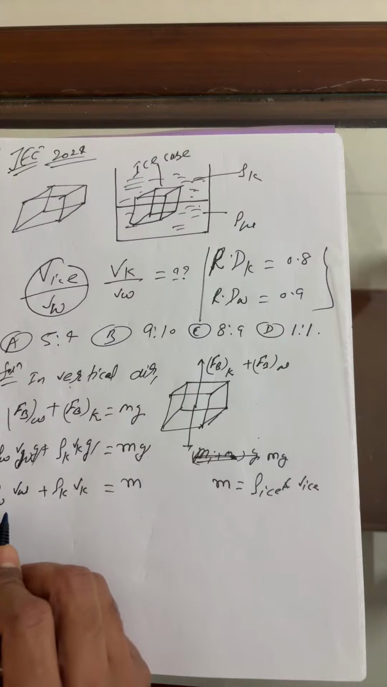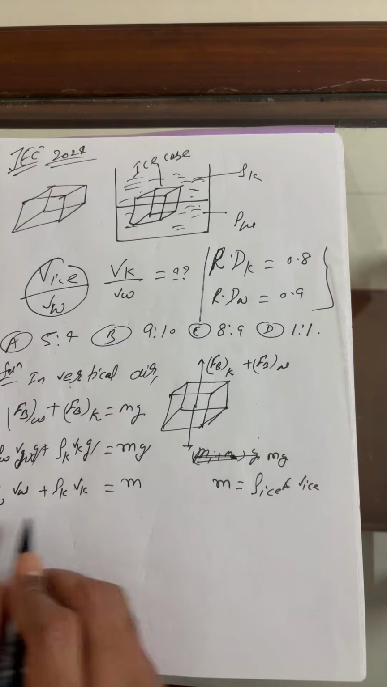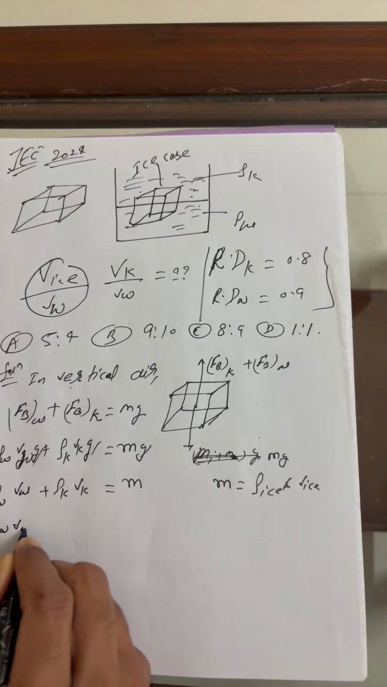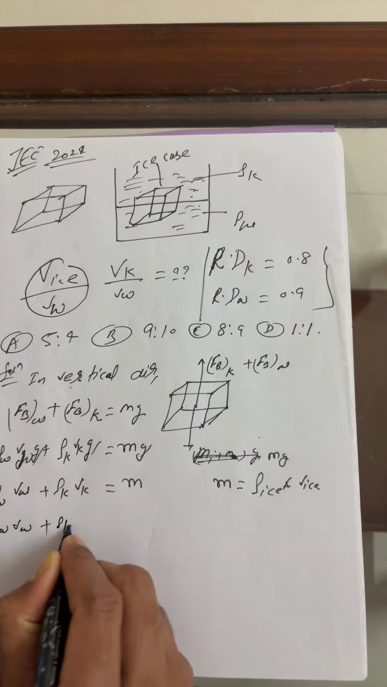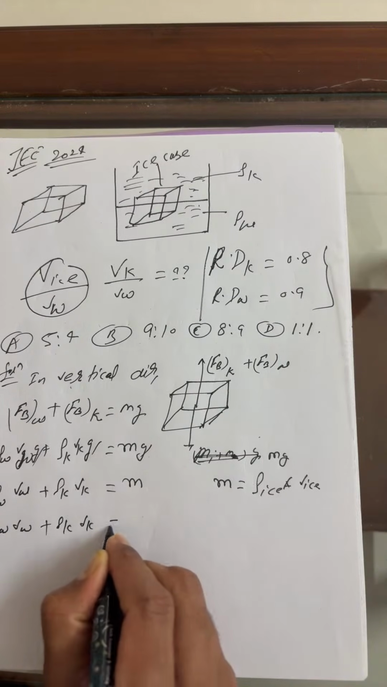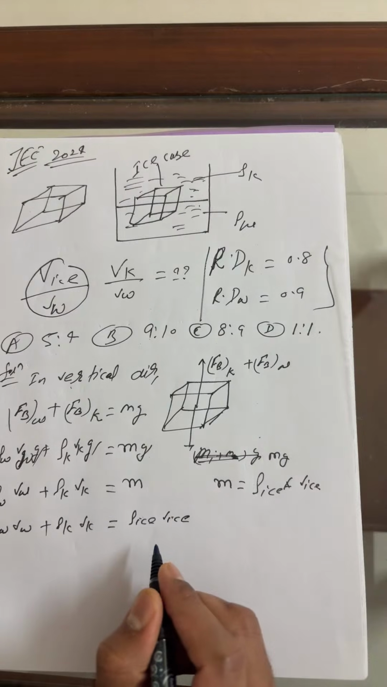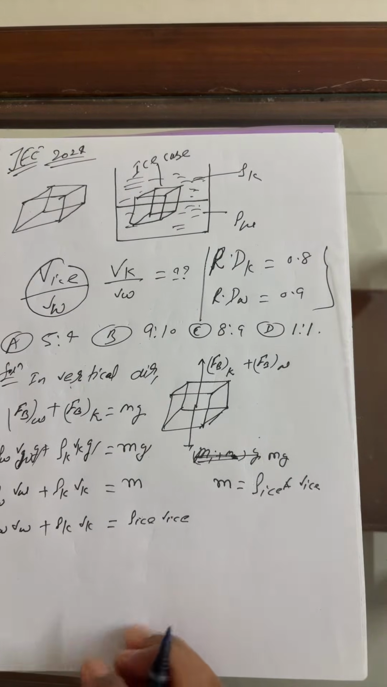Beta, I can say this is density of water. Beta, divide everywhere here. I write once: density of water times volume of water, plus density of kerosene times volume of kerosene, plus density of ice times volume of ice. Okay, one-to-one. Very good. All of us have the same answer.